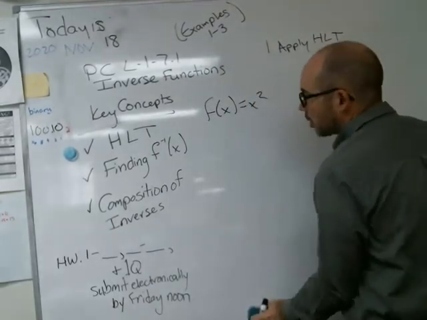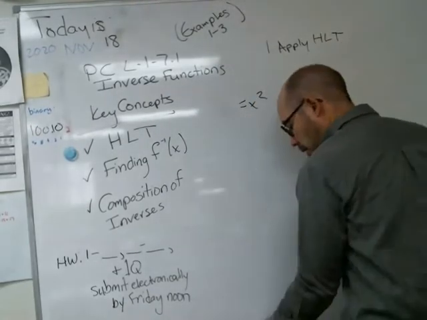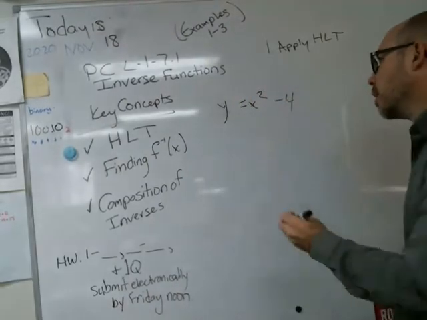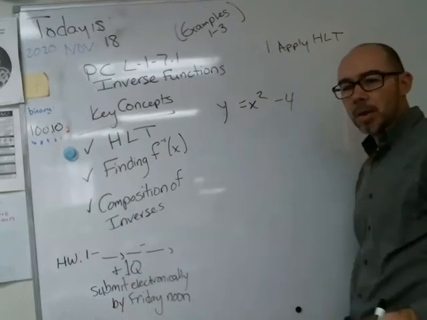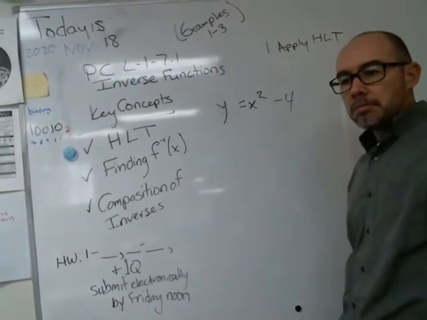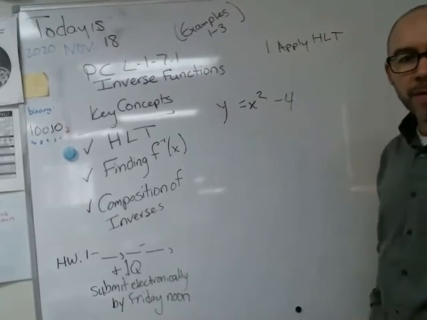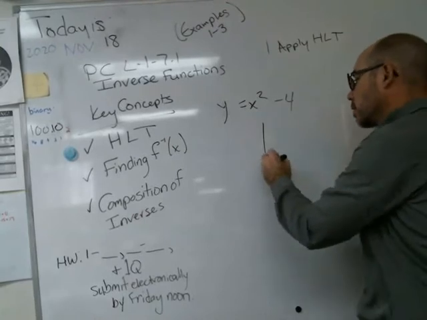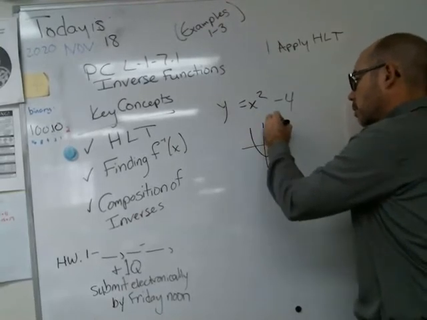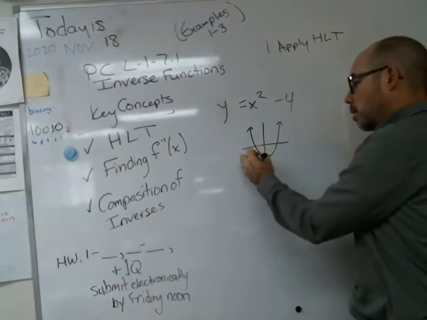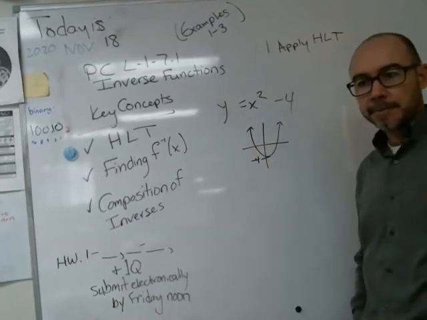f of x equals x squared. Or I'll make it a little more complicated and we'll go x squared minus 4. y equals x squared minus 4. Okay, I think we know what the graph is. Parent function x squared, and we drop it down 4 places. So we would have a symmetrical parabola down here, negative 4.